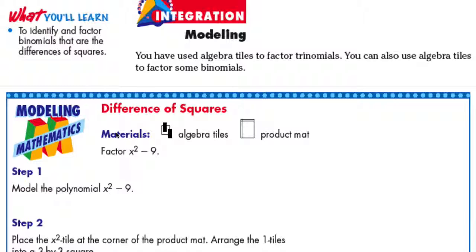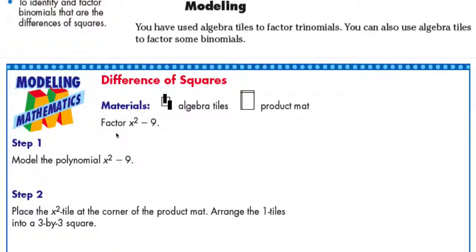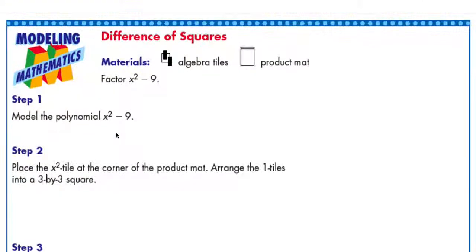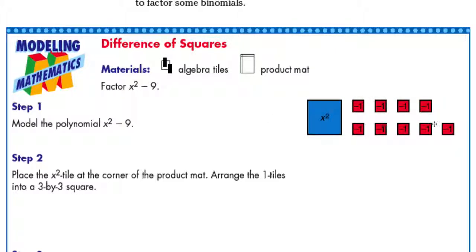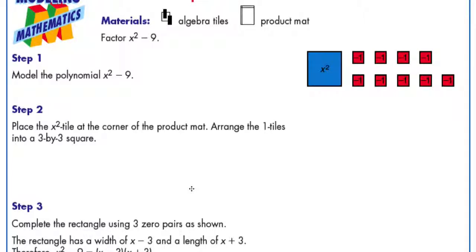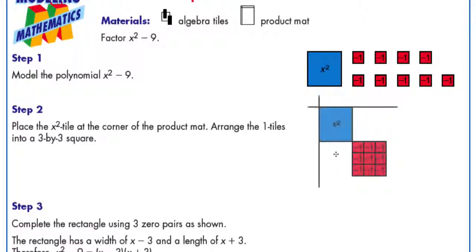So you have used algebra tiles to factor trinomials. You can also use algebra tiles to factor some binomials. So we want to factor x squared minus 9. First things first, we need to model x squared minus 9. We'll have one x squared tile and 9 negative 1 unit tiles. Step number 2: place that x squared tile at the corner of the product mat. Arrange the 1 tiles into a 3 by 3 square, just like what's shown.